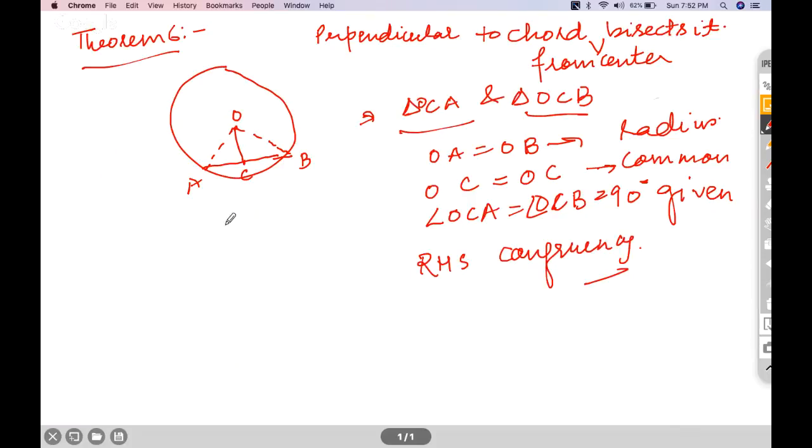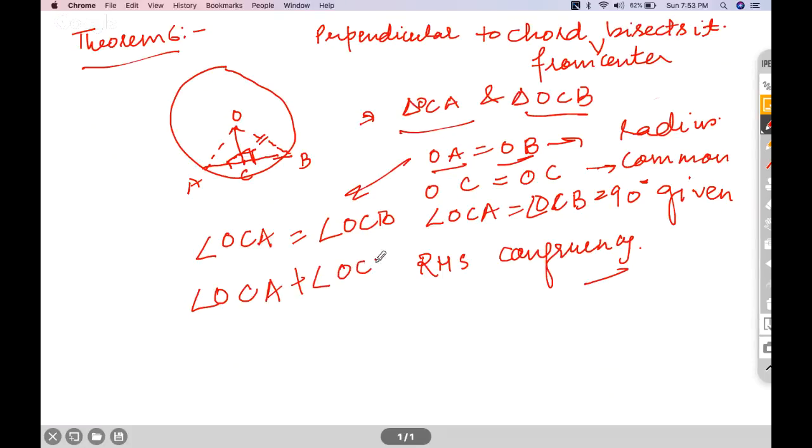And as I have RHS congruency, the angles opposite to equal sides would be equal. Opposite to OA, the angle is OCA, and opposite to OB, it is angle OCB. So angle OCA is equal to angle OCB. I also know that angle OCA plus angle OCB is equal to 180 degrees. As they two are equal, suppose they are equal to x, so 2x is equal to 180, x is equal to 90 degrees. So this angle is 90 degrees, and this is how I prove it.